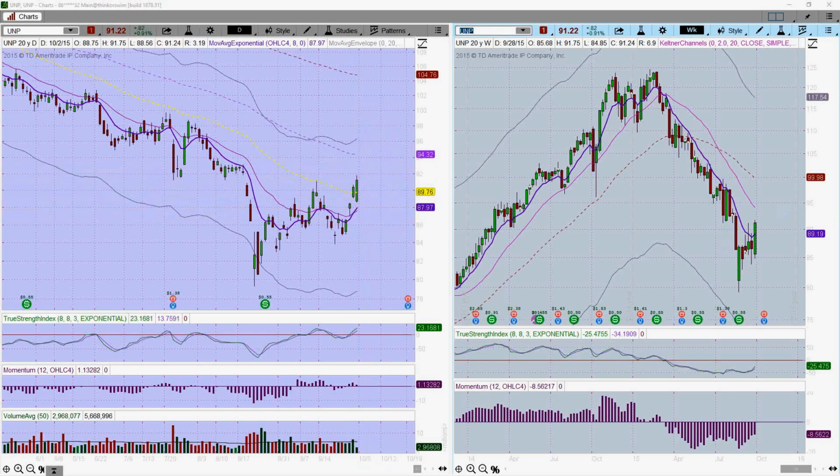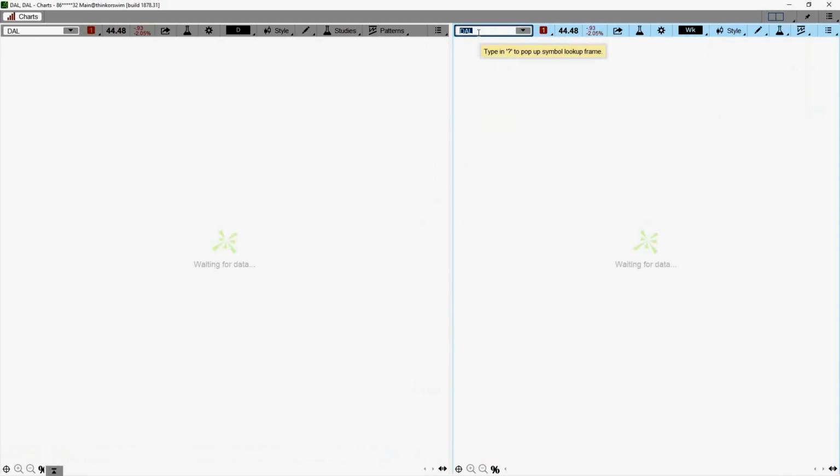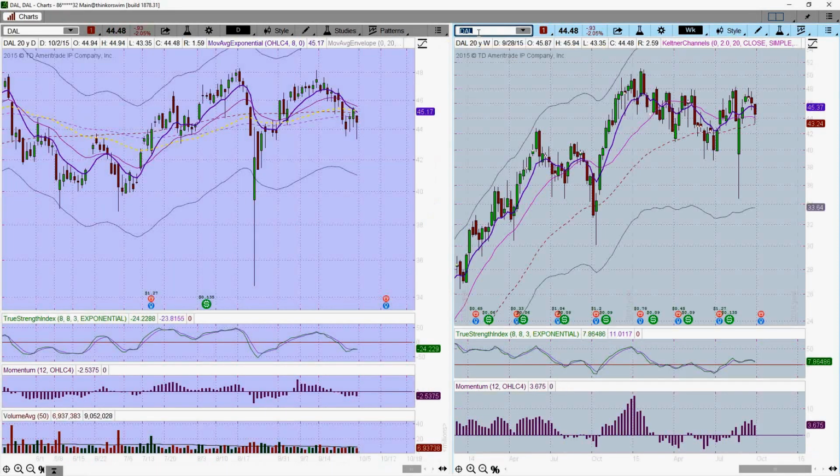And let's see. Okay, DAL, which is Delta Airlines. I used to really like flying Delta. And I won't tell you why I don't like flying it anymore.